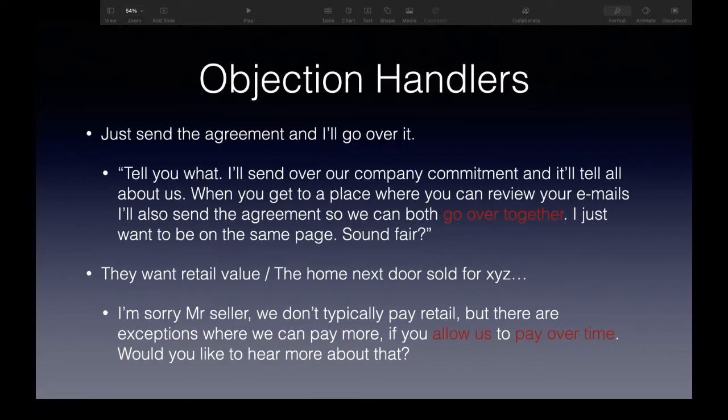So you didn't say that with a high pitch, you said that with a downward swing. I'm sorry, Mr. Seller, we don't typically pay retail, but there are some exceptions where we can pay more if you allow us to pay over time. Would you like to hear more about that? And that's when you get into seller financing and all that other stuff.